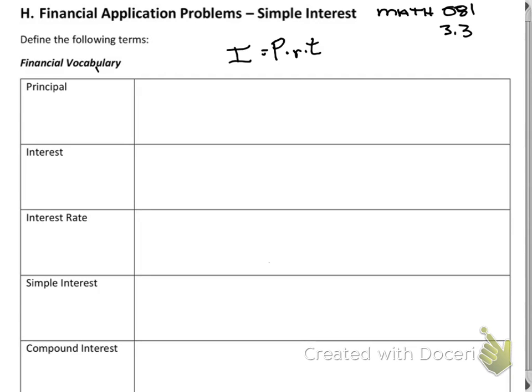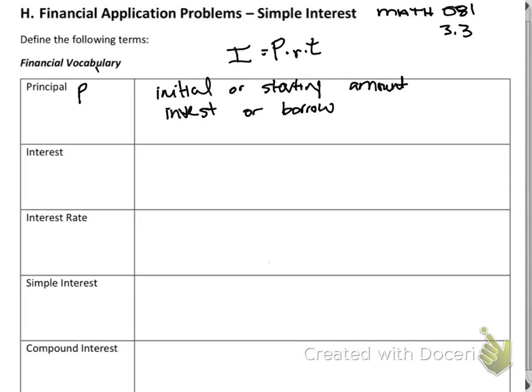Before we get into this, we need to define some vocabulary so that we really understand what we're doing here. P stands for the principal. This is the initial or starting amount that you either invest if you are trying to get more money, or it's the initial amount that you borrow if you are being lent money.